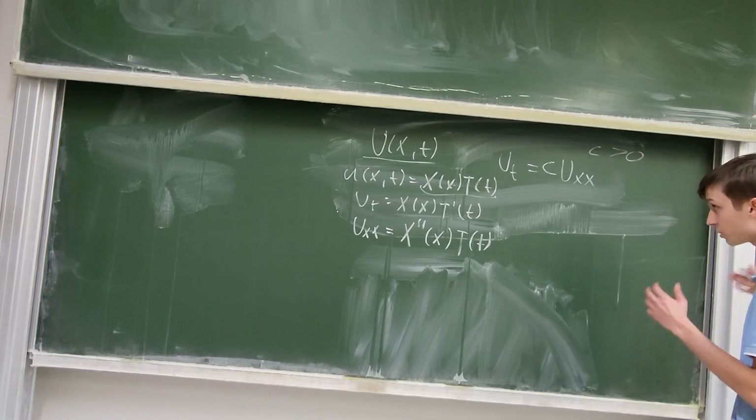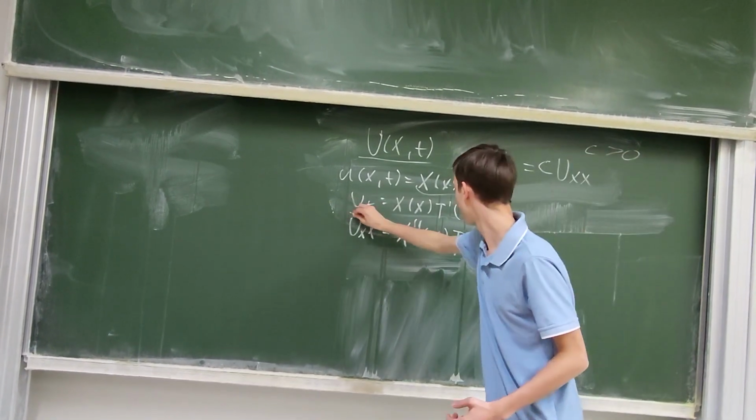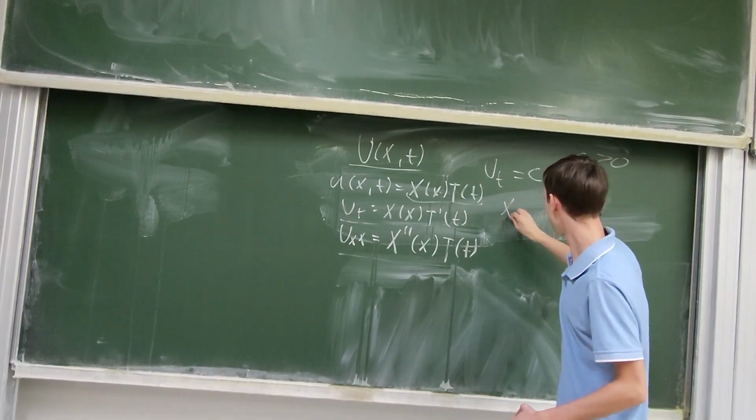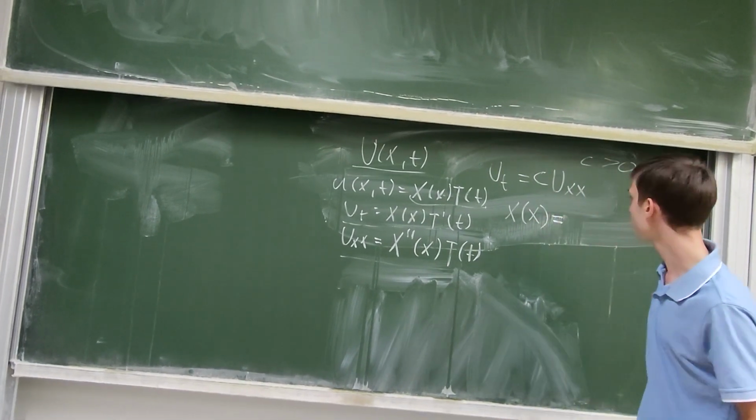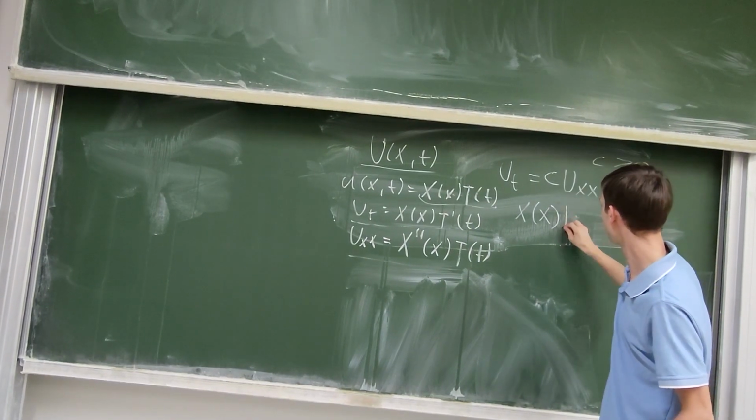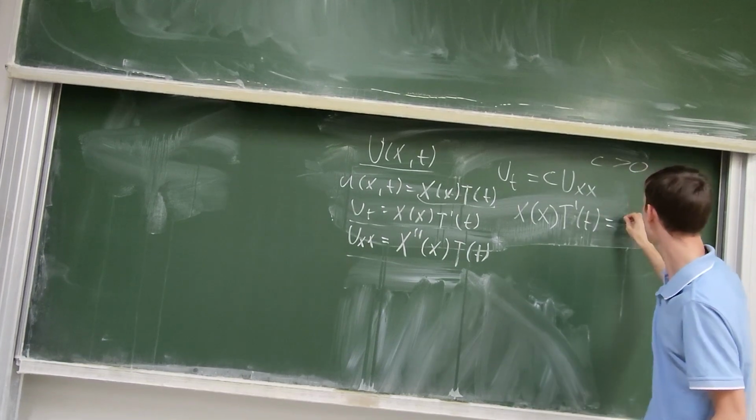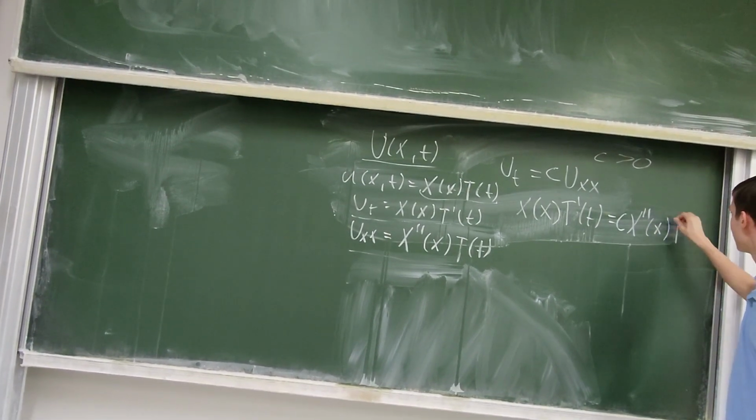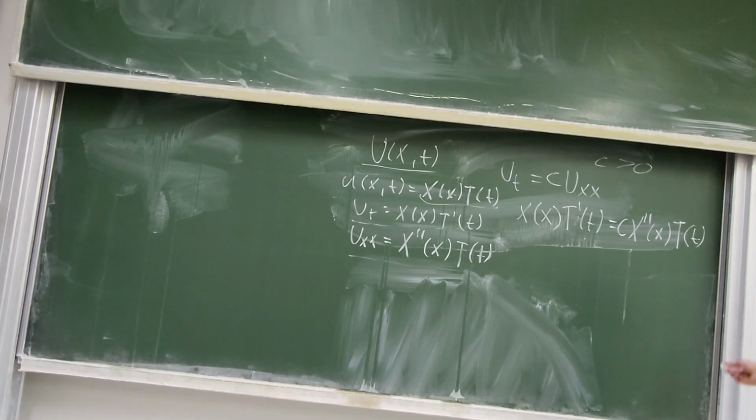Alright, so this is the main part, and now I can plug it into this equation. What I know is u sub t and u sub xx, and I can just put them here. The entire thing, X of x, T prime of t, equals c X double prime of x, T of t, as follows.